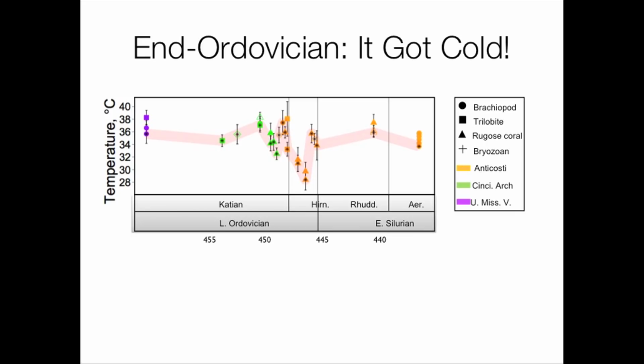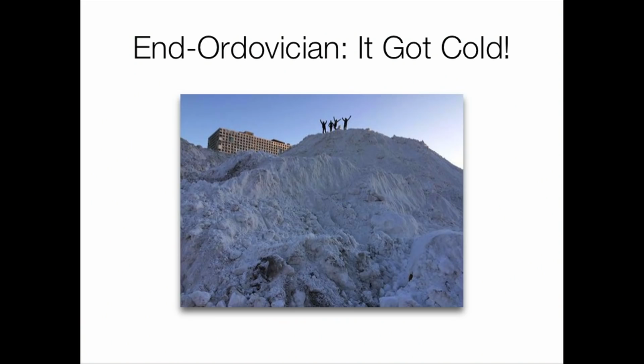They did this in Anticosti, which is an island in the St. Lawrence Seaway, in Cincinnati, under the Mississippi Valley, and other places. This is the time bin where we see the extinction, and you can see that temperature plummets and then pops back up over a few million years. So there was a relatively rapid drop in global temperature across this boundary that was also associated with a growth of ice sheets. Okay? You guys are familiar with ice sheets now, right? It's feeling a little bit end-Ordovician-y outside right now.